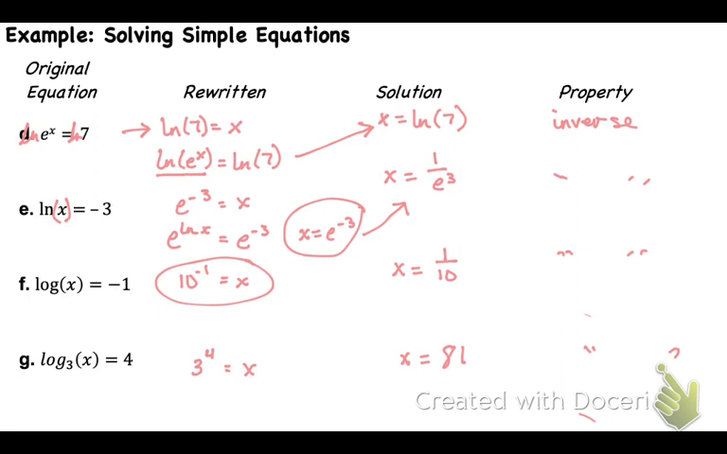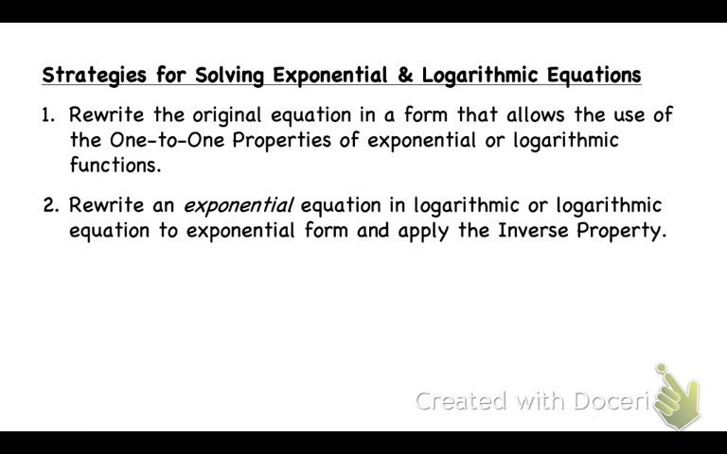Questions? Okay. Strategies. These are your strategies. Rewrite the equation in a form that allows you to use the one-to-one property because that is the easiest. If you can't use the one-to-one property, use the inverse property, exponential to logarithmic or logarithmic to exponential. We're going to do a lot of work, but once you get to the point where you're like, okay, now what? Your now what is switch forms. When there's nothing else to add, subtract, multiply, or divide by, switch forms.